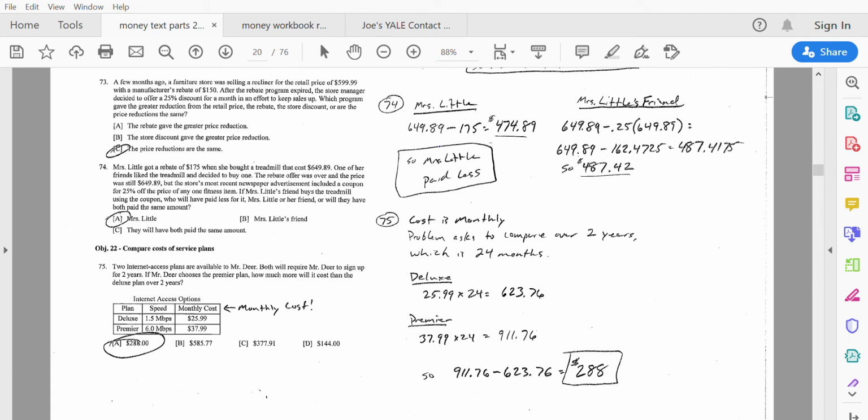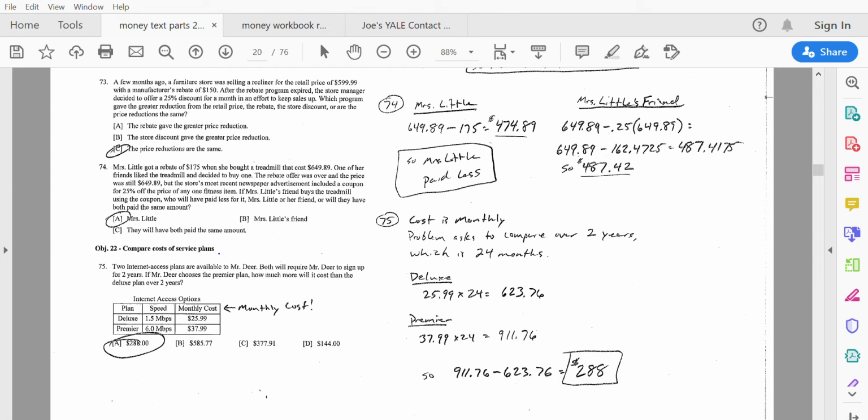So if we look on the chart, it says monthly cost. So cost is monthly. So the problem asks to compare over 2 years, which means we've got to look at 24 months, 12 months a year. Okay, so that's a big thing to look at here. So if we look at the Deluxe plan, it's $25.99 a month times 24 months, $623.76 is what it would cost for 2 years.